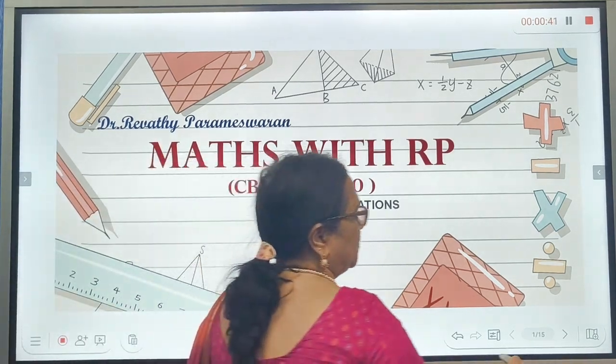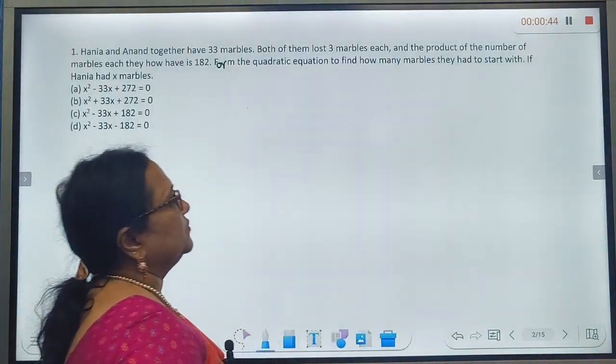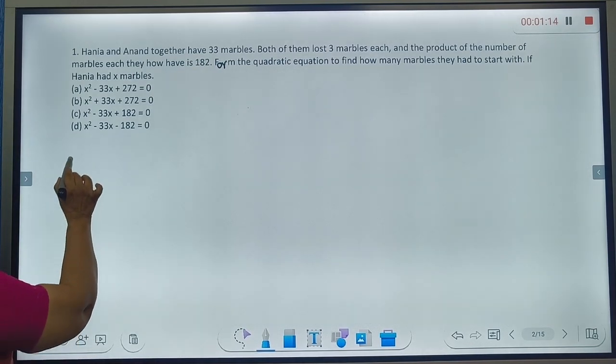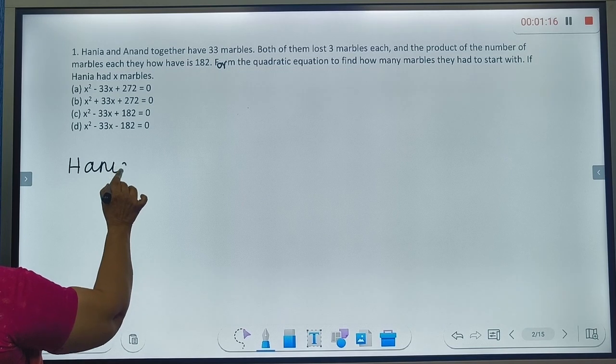Let us solve some problems involving quadratic equations. Let us look at the first problem. Aniya and Anand together have 33 marbles. Both of them lost 3 marbles each, and the product of the number of marbles they have now is 182. Form the quadratic equation to find out how many marbles they had to start with if Aniya had X marbles. So let us understand the problem.